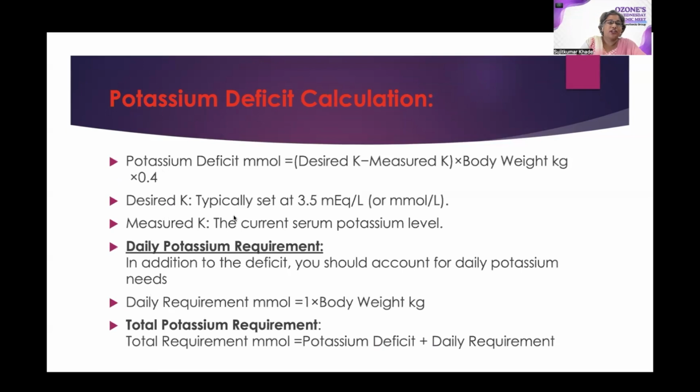Now, to restore the potassium, we need to calculate the potassium deficit first. These formulas are all available on the internet or in apps, we can use them. But potassium deficit has to be calculated by desired potassium minus measured potassium, into the body weight and into 0.4. And desired potassium is typically set at 3.5 milliequivalents per liter. The daily potassium requirement has to be calculated, which is 1 into body weight, and which needs to be added to the potassium deficit for the total potassium requirement calculation.